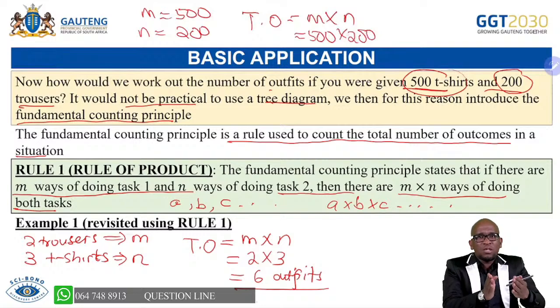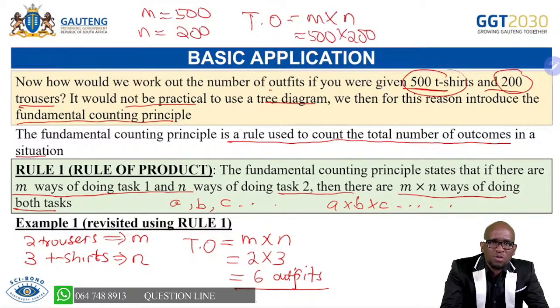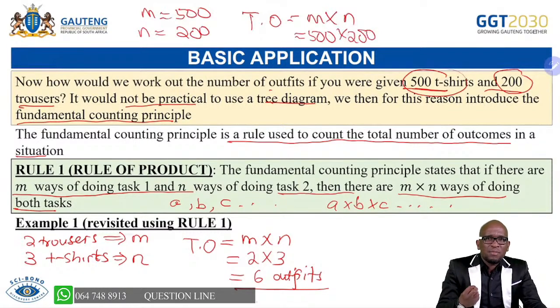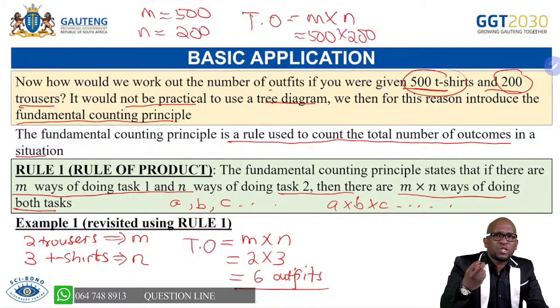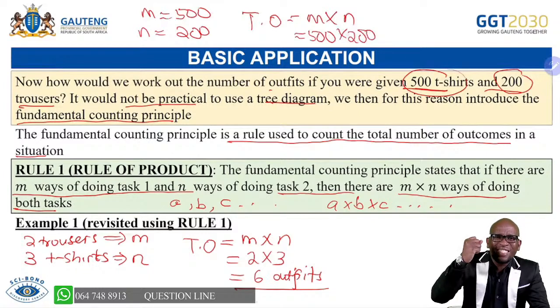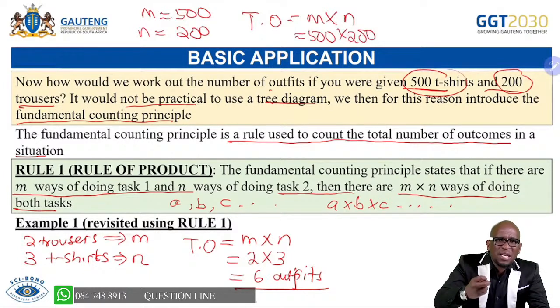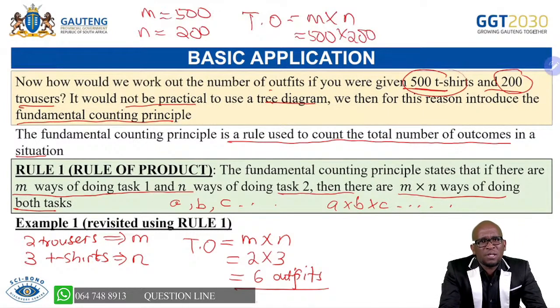If you have M ways of doing task 1 and N ways of doing task 2, to do both of them combined, you'll have M times N ways. Remember, the fundamental counting principle is concerned with the number of options that you have of executing a specific task. You are not actually interested in performing the task, but you are interested in the options that are available of performing that particular task. So that's very, very important.